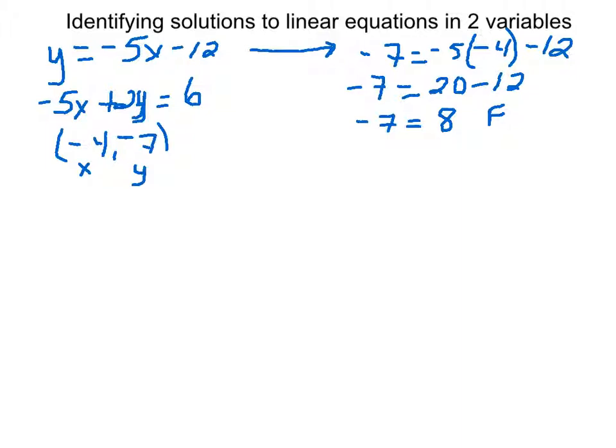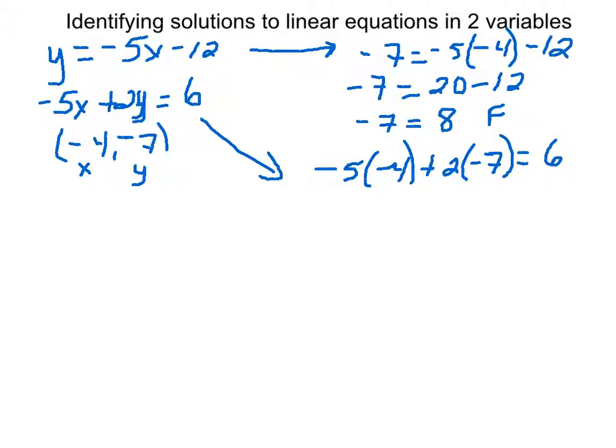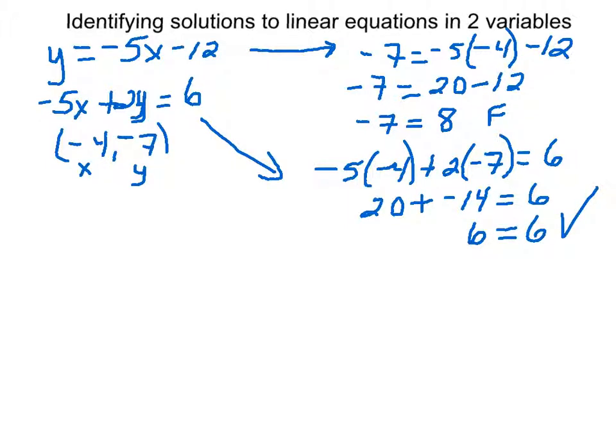Now let's take it for this same equation over here. We have negative 5 times our x value, which is negative 4, plus 2 times our y value, which is negative 7, equals 6. So now we have to PEMDAS the left-hand side of the equation. Multiplication comes first because we have no exponents. Negative 5 times negative 4 gives us positive 20, plus 2 times negative 7 is negative 14. And then what is 20 plus negative 14? That is 6. 6 equals 6. So this one is a solution for negative 5x plus 2y equals 6.